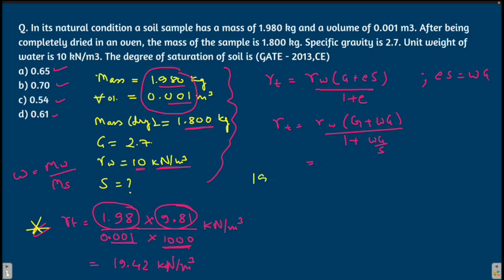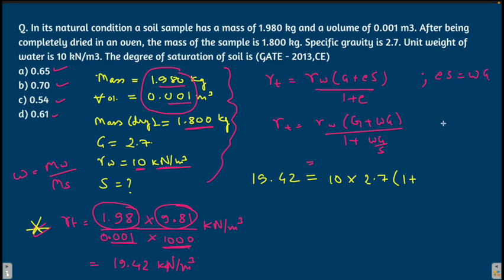So it will be 19.42 is equals to 10. What is the value of G? G is given to you as 2.7. I'm taking G common. 1 plus W. What is the value of W? I think we have calculated it. Mass of water by mass of solids. Gone. I had calculated but I had dropped it, so I have to calculate it once again.